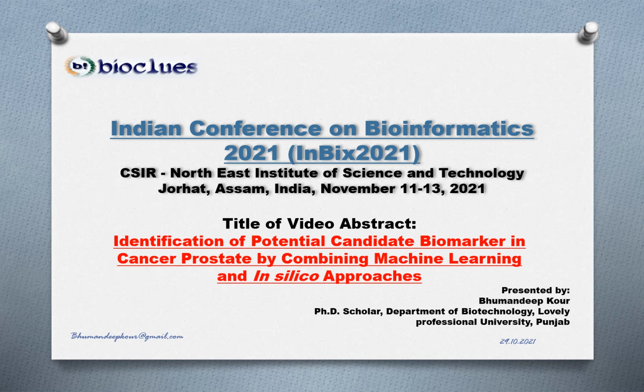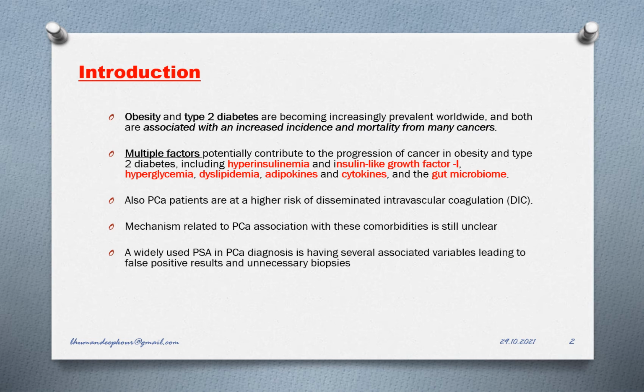Today my topic for the video abstract is Identification of Potential Candidate Biomarker in Prostate Cancer by combining machine learning and in silico approaches. To introduce the topic, we already know that obesity and type 2 diabetes are well established conditions associated with prostate cancer. Multiple factors that help in these associations are hyperinsulinemia, IGF-1, hyperglycemia, hyperlipidemia, adipokines, cytokines, and gut microbiome.